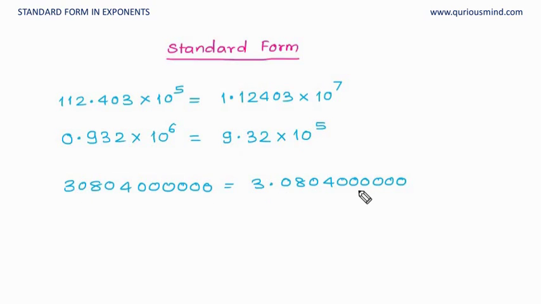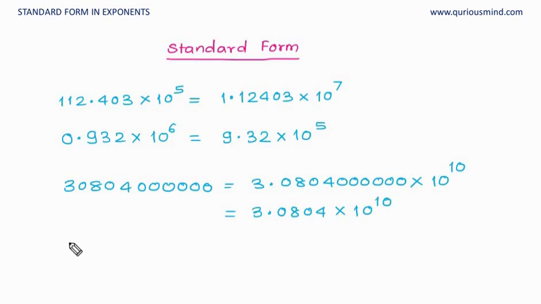So remember, 10 places. Now this number is bigger and this is smaller. So the number has become smaller, so the power has to increase. What was the power here? There was no power. So the new power has to be increased by 10 places. So 10 raised to 10. Now the zeros towards the extreme right of the decimal point have no value. So this can become 3.0804 into 10 raised to 10.